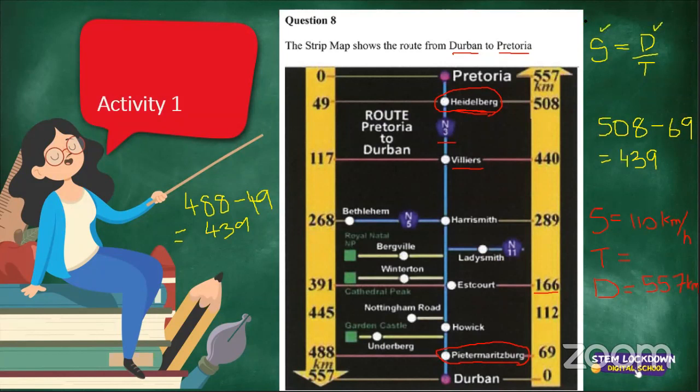This one is a bit longish, so I'll give you guys a full minute to do this question. Just give me the answer only. What is the time it will take this lady to travel between Pretoria and Durban, at a speed of 110 kilometers per hour and distance being 557 kilometers? So what is the time? As soon as you get your answer, just write it in your chat. Let me see if you guys can figure this out. It's actually easy.